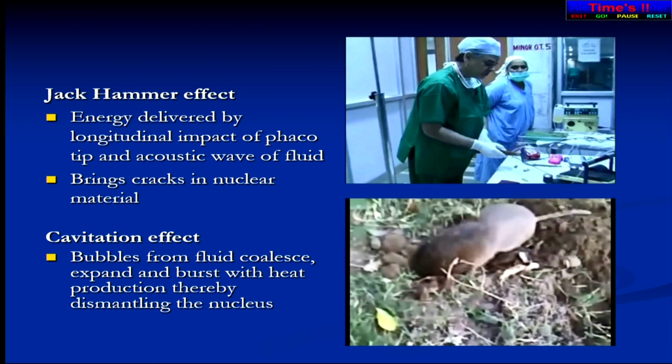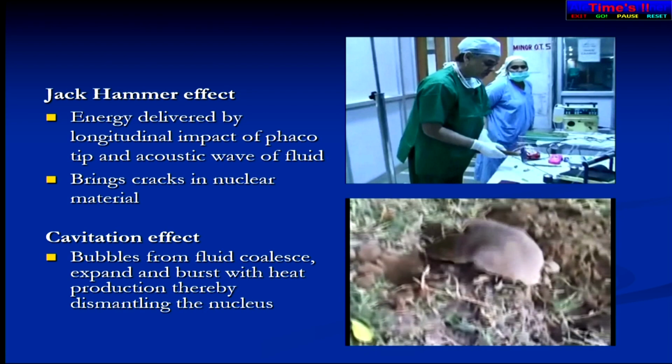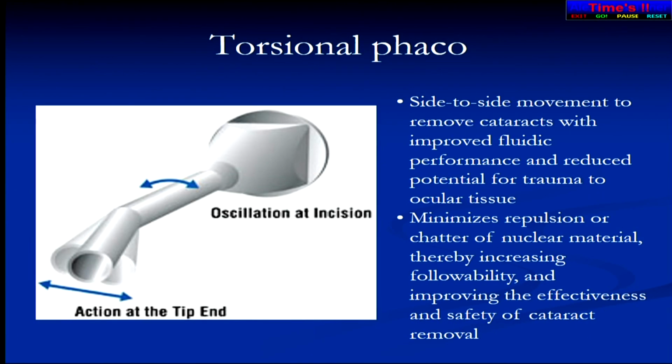So that is cavitation. So the two-way Phaco machine function. And the torsional Phaco has recently come, where you possibly have less chattering, so that your pieces would not run away if you move it side to side. So it's moving side to side, so it will catch all the pieces. That is the advantage of the oscillation or torsional Phaco, which came in the Infinity, and has come in AMO also now.